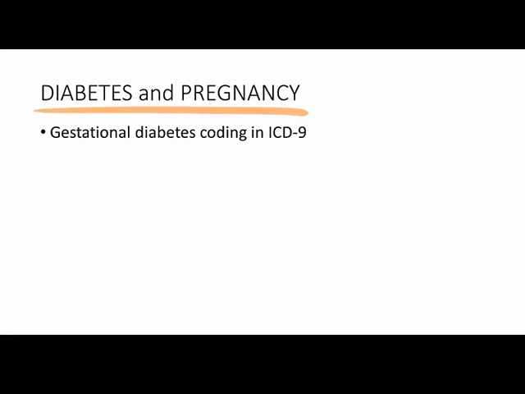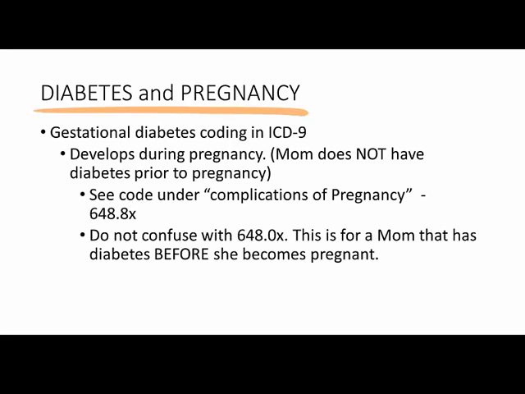Gestational diabetes usually occurs during the second or third trimester of pregnancy in patients that are not diabetic prior to them being pregnant. This condition usually resolves after delivery, but can leave the patient at an increased risk of developing type 2 diabetes. Pre-existing diabetes means that the mom was in fact diabetic before she ever became pregnant.